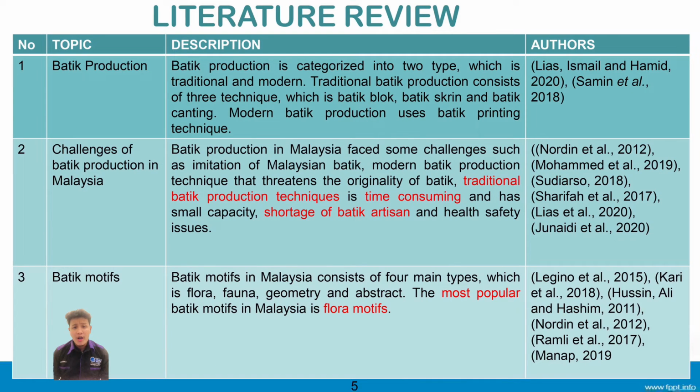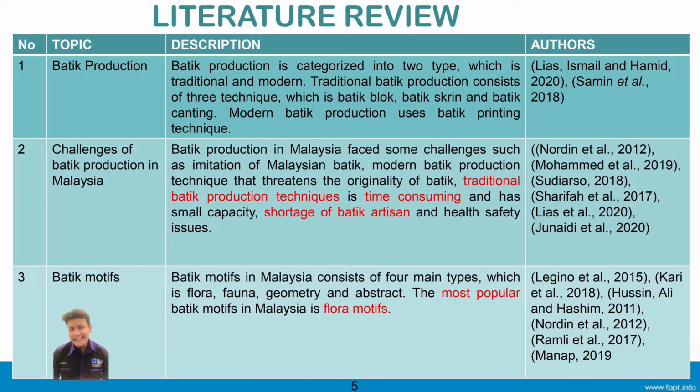Literature review. The first topic is Batik production. Batik production is categorized into two types, which are traditional and modern. Traditional Batik production consists of three techniques, which are Batik block, Batik screen and Batik shunting. Modern Batik production uses a Batik printing technique.